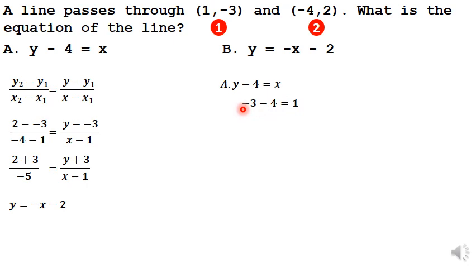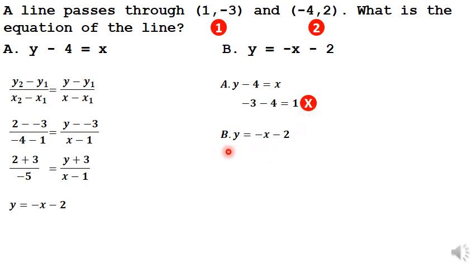On the left side, we have -7. On the right side, we have 1. The statement is not true, meaning it is not A, because the line does not pass through that point. Now let's proceed to letter B.